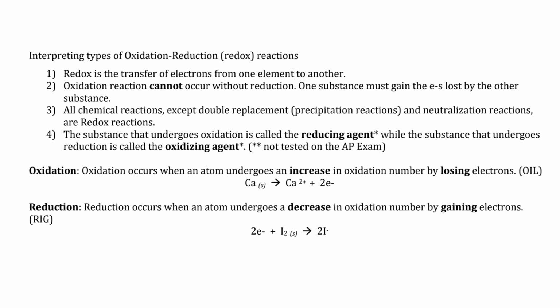Redox is the transfer of electrons from one element to another. Oxidation cannot occur without reduction. One substance must gain the electrons lost by the other substance. All chemical reactions except double replacement, precipitation, and neutralization reactions are redox reactions. The substance that undergoes oxidation is called the reducing agent, while the substance that undergoes reduction is the oxidizing agent.